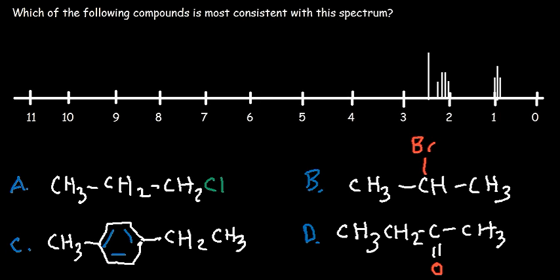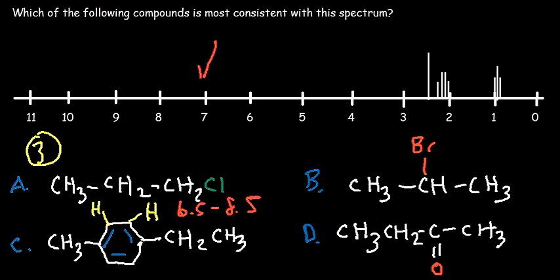So let's try this particular multiple choice problem. Which of the following compounds is most consistent with this spectrum? So first, let's identify the number of signals. In compound A, we can see that there's 3 signals. There's 3 different hydrogens. Compound C, we can eliminate. We have a benzene ring, and usually the signal for the hydrogen on the benzene ring is about 6.5 to 8.5. And we have no signals in this region, so we can eliminate answer choice C.